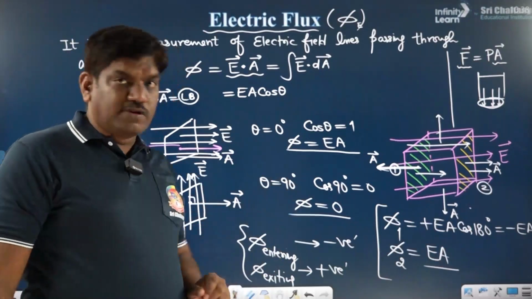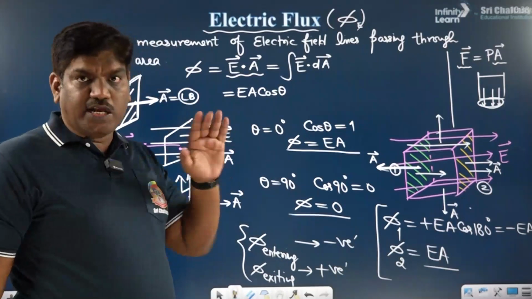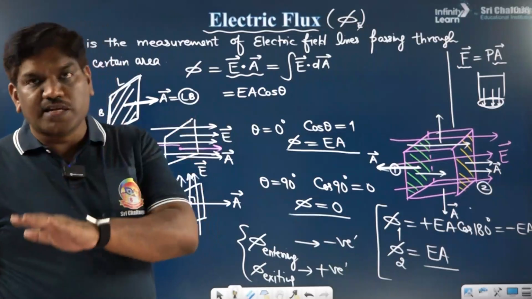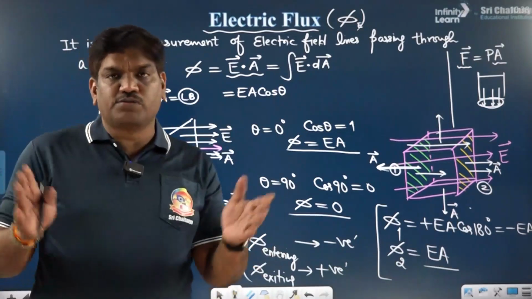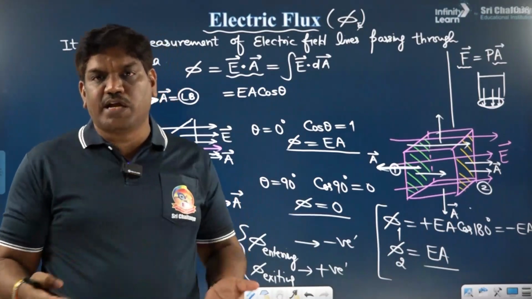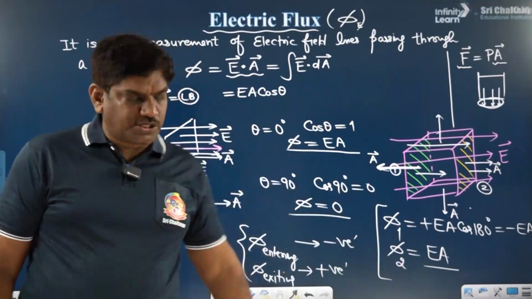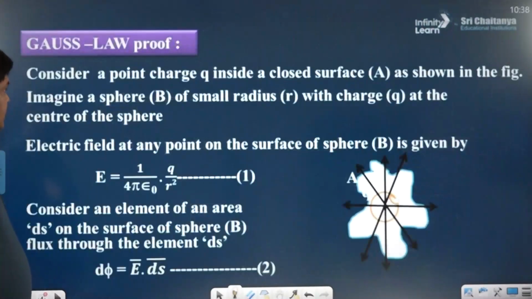The sign of the flux will be positive. If theta is 180 degrees, again the flux is maximum, but the sign is negative. For the enclosed surface, you can simply say that flux entering will be negative and flux exiting will be positive. Okay, now let's move on. What is the proof?